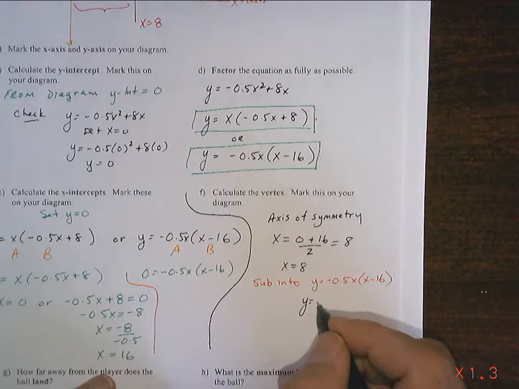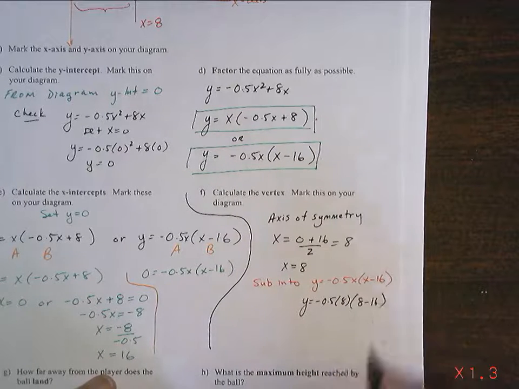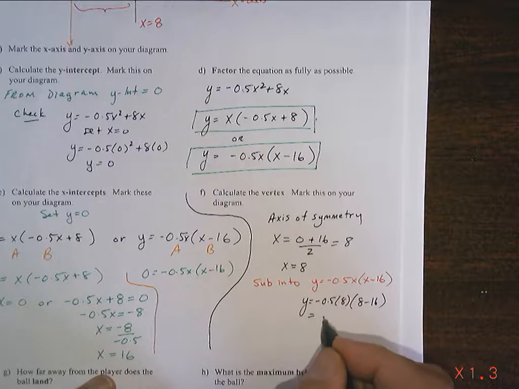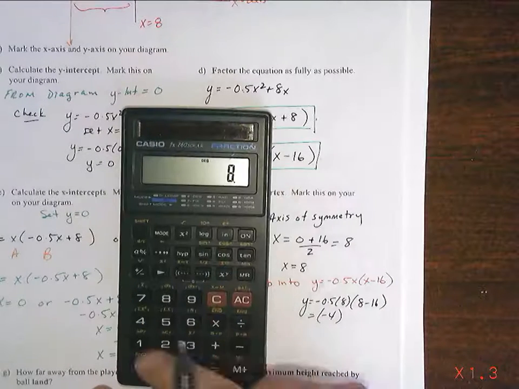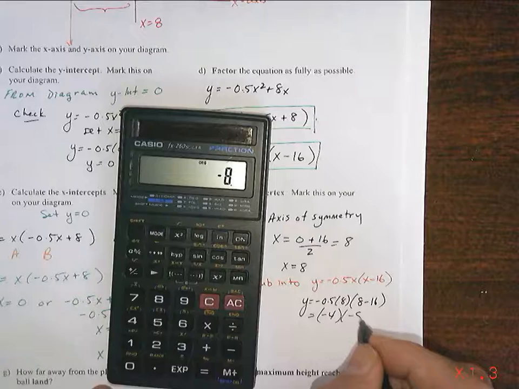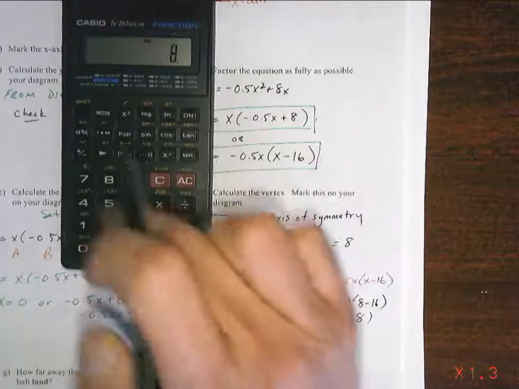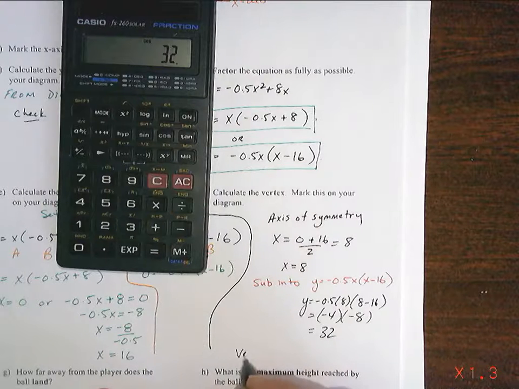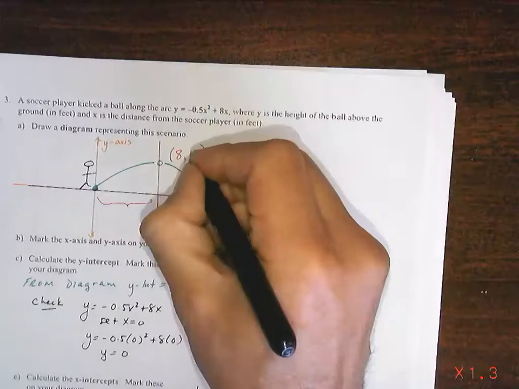So I'm going to get y equals negative 0.5 times 8 times 8 minus 16. Negative 0.5 times 8 is negative 4. 8 minus 16 is negative 8. Negative 4 times negative 8 is, I don't want to make a mistake, 32. So that means my vertex is going to be at 8, 32, which means that this point here is 32.